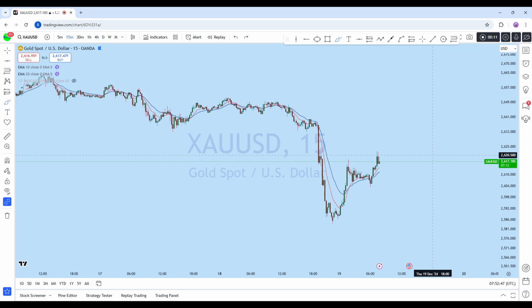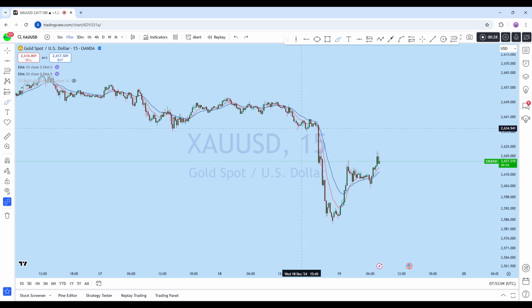In this lower time frame, we can see yesterday we had a massive breakdown. After this breakdown, the price has formed a potential inverted head and shoulder, now trying to bounce back up to the resistance line. So in that move, let's see where we can find potential entry.